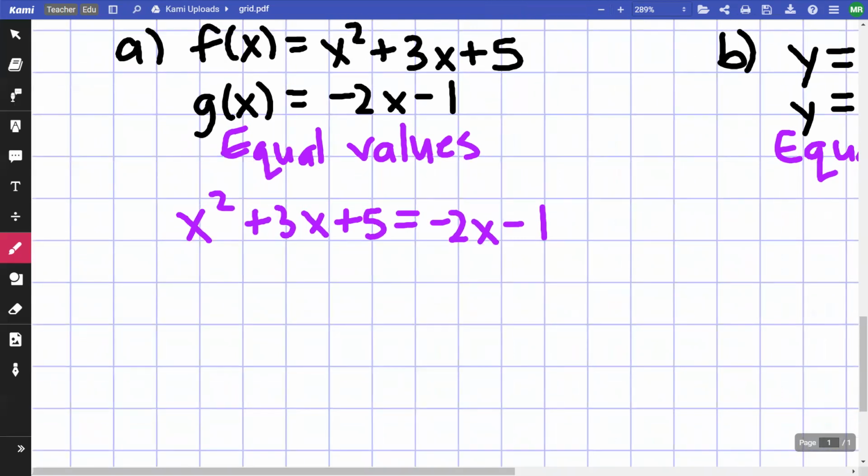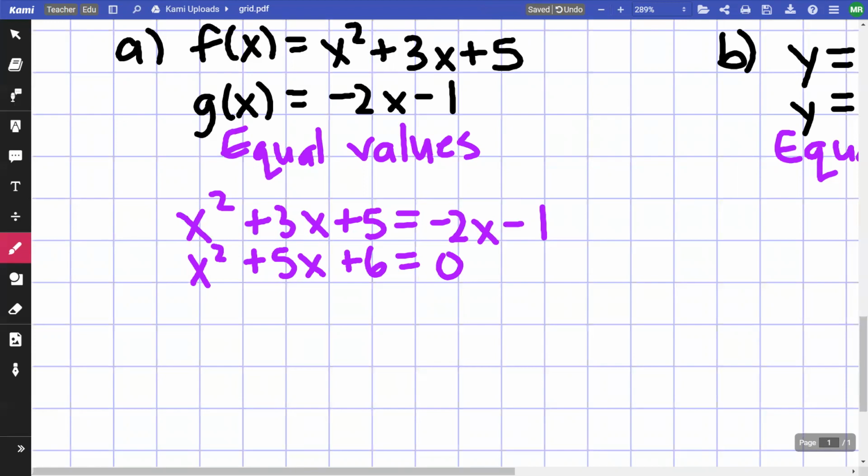When it's a quadratic like this, I want everything on one side, 0 on the other side. I always want my x squared positive too. So whatever side my x squared is going to be positive, that's the side I want to take it to. Okay, so this is okay. It's a positive x squared. So I'm going to add 2x, which means I get a 5x. I'm going to add 1, which means I get a 6 equals 0. Now this is what I'm solving.